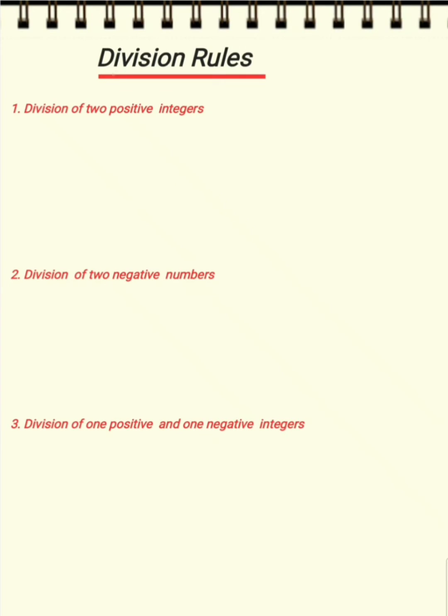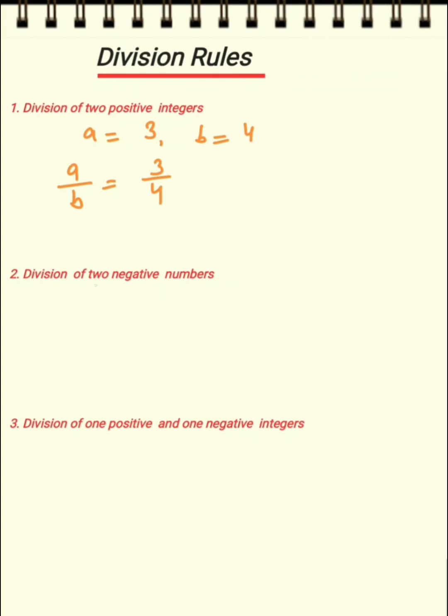Next, division rules. Division of two positive numbers. Suppose a is equal to 3 and b is equal to 4. Then a upon b is equal to 3 by 4. It will be a positive number. Let's do the division of two negative numbers. Let's take a equal to negative 4 and b equal to negative 5. Then a upon b is equal to negative 4 upon negative 5. This will give 4 by 5.